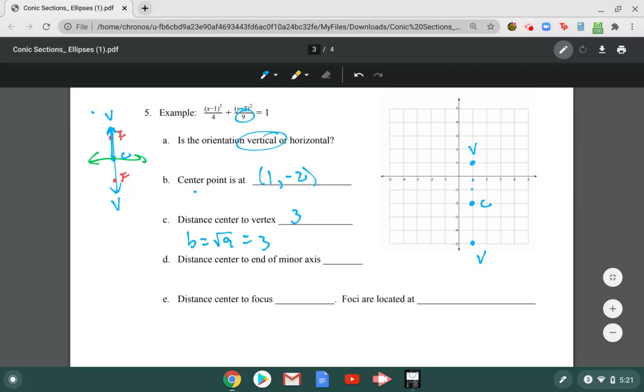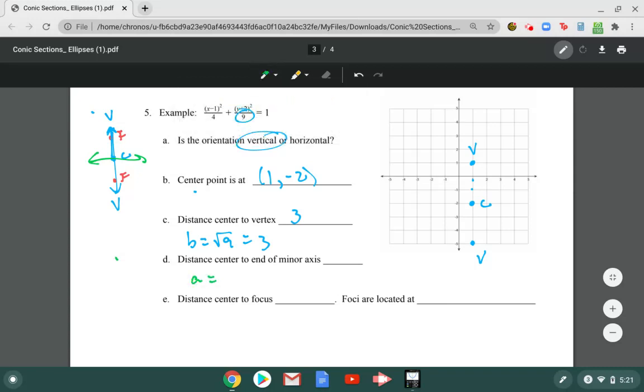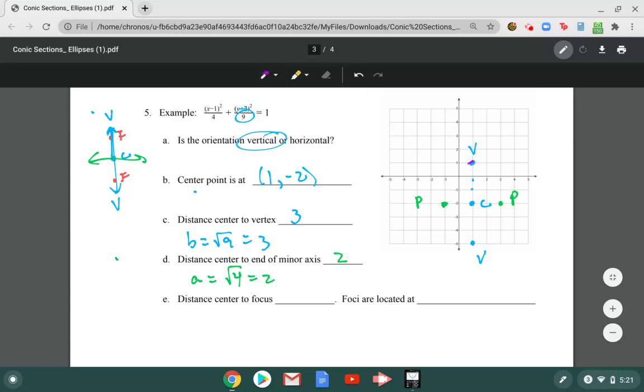Distance center to the end of the minor axis. The minor axis is in the x direction, so we need to grab the number underneath the x term. So this is going to be a. Again, you don't need to label it. Just know it's the square root of 4 or 2. Okay, 1, 2. There's an endpoint. I'm going to call it p this time. 1, 2. There's another endpoint. I'll call it p this time. And I'm just going to draw this in, kind of, sort of. Again, I'm not the best ellipse drawer. That kind of sort of works.